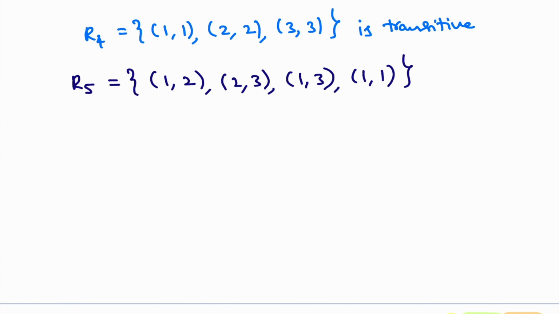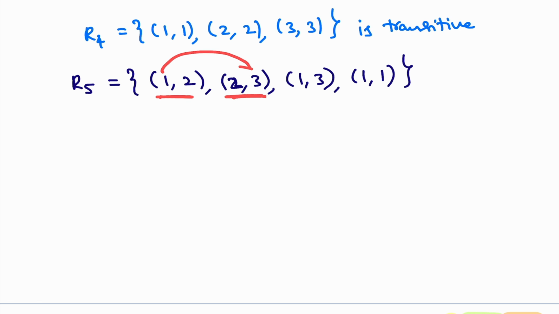Now I have taken one more relation. It is a subset of A cross A. So now I need to check whether this relation is transitive or not. Okay. Come to the first one. This ends with 2, correct? Now you need to look whether any other starts with 2. Yes, here it is. It starts with 2. 1 comma 2, 2 comma 3.